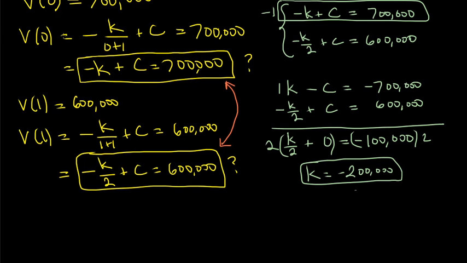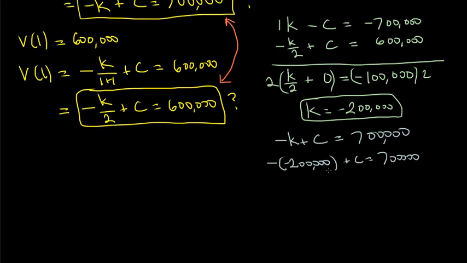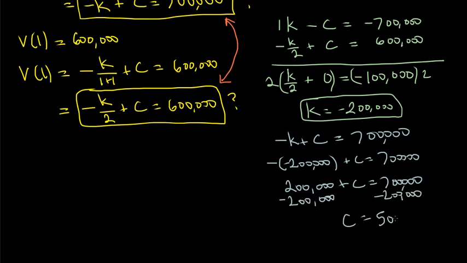Now I think we know what c is as well. Just go back to the first equation, negative k plus c equals 700,000. But now we know k is negative 200,000. So a negative minus a negative is positive: 200,000 plus c equals 700,000. Just subtract off the 200,000 from both sides. So c looks like 500,000, $500,000. Now we know what k is and we know what c is.